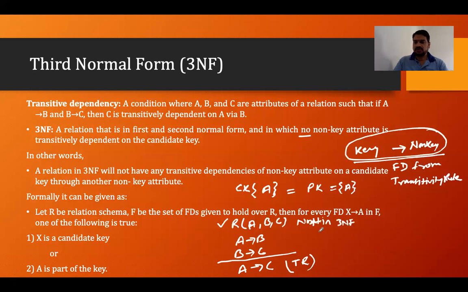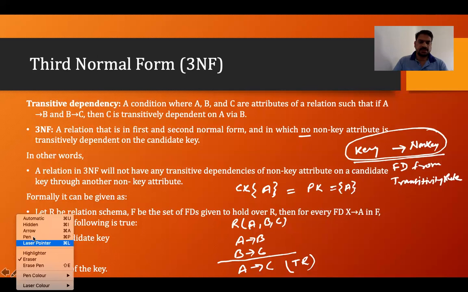So what do we have to do? We have to split. Now, how can we split? We know that this particular relation is not in third normal form. Why? Because with the transitivity rule, we find a functional dependency of this type, which means key is determining some non-key. It means I have some issue. What is the issue? The issue is with A determines C, right? So what will I do?